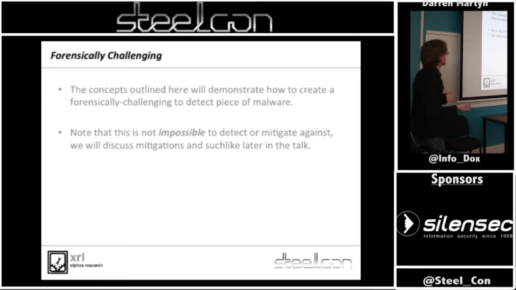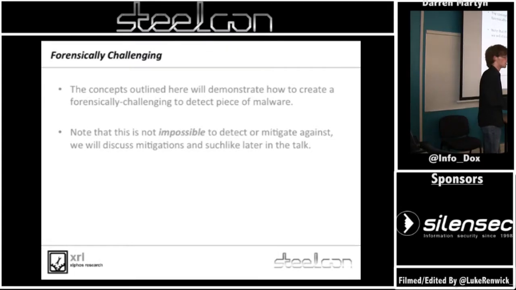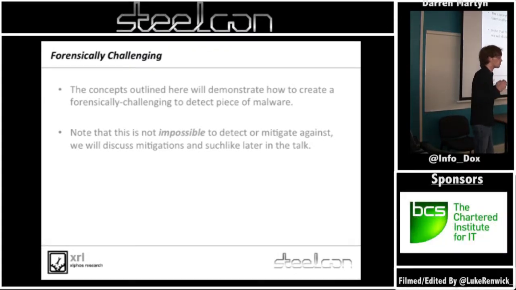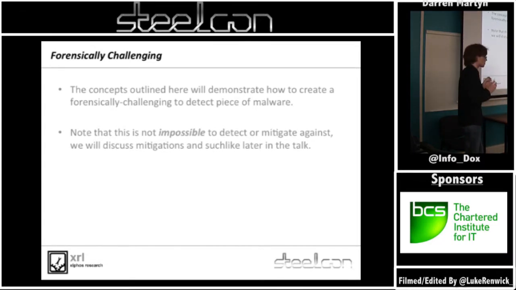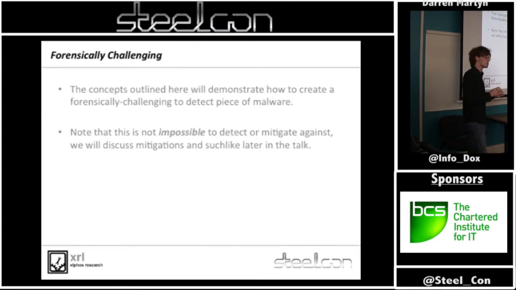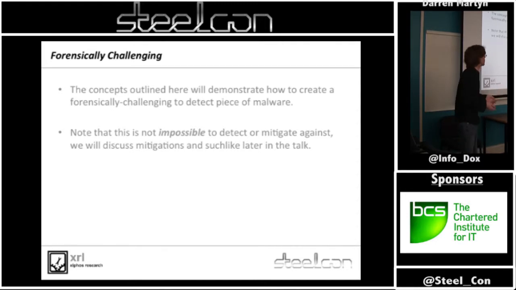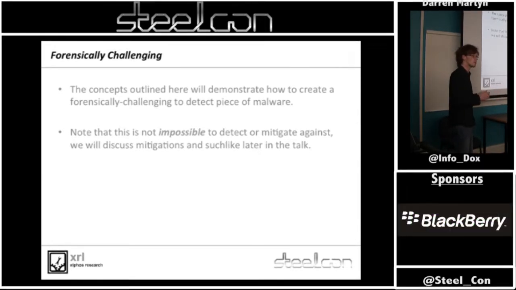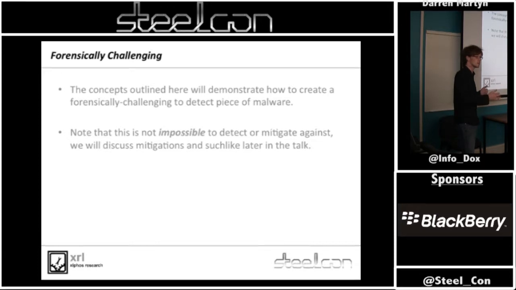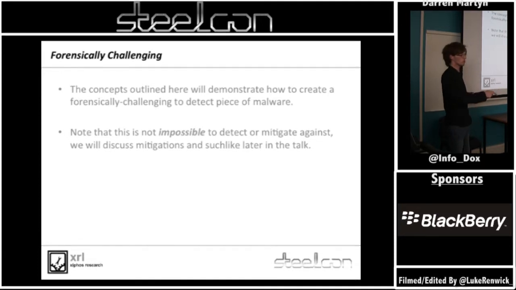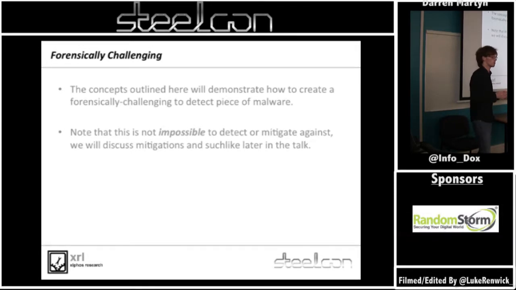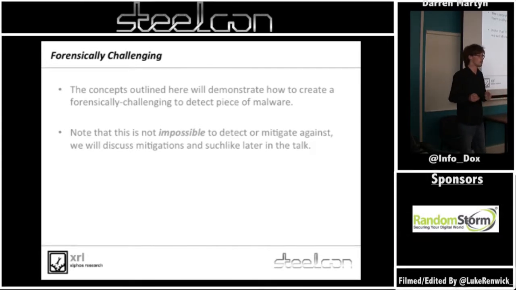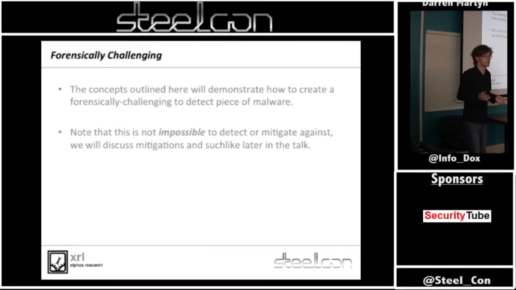So, forensically challenging malware. Most malware drops from disk: registry keys, files, distinct processes, you can see it. Today we're going to talk about something a bit different. It doesn't have a file on disk, it doesn't have its own process, it's invisible. Not impossible to detect or mitigate against. There are ways of stopping this and ways of seeing it, but it's painful and difficult. We're going to discuss how to make it, and then hopefully how to go find it, maybe.